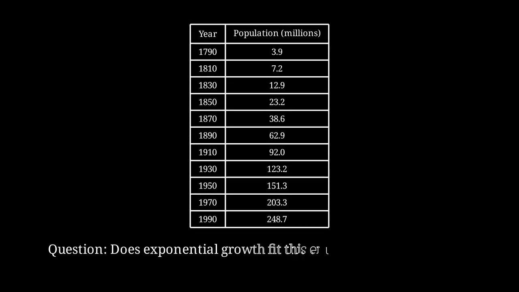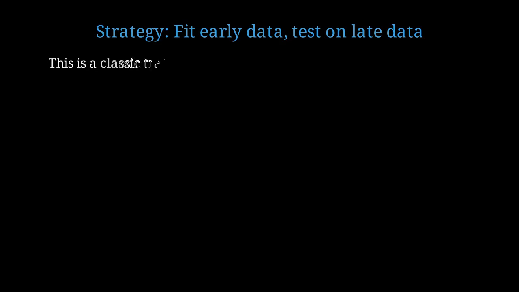Here's an important question. Does exponential growth adequately describe this entire dataset, or do we need a more sophisticated model? Our strategy will be to fit the exponential model using only early data from 1790 to 1890, then test its predictions against the held-back data from 1900 to 1990. This is a classic train-test split used in data science. We train on early data and validate on unseen later data to assess model quality.